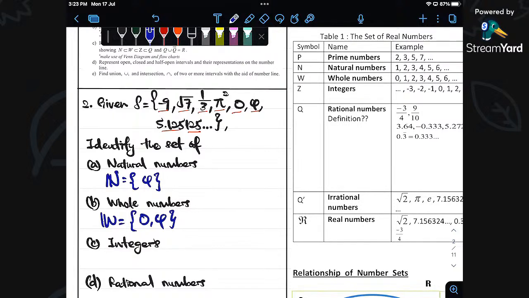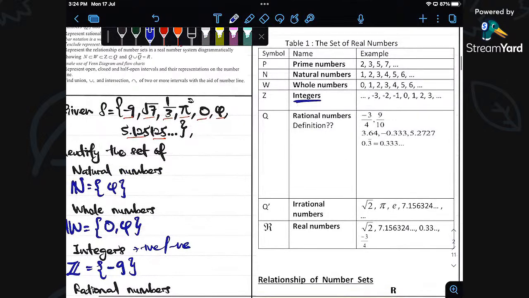Now, C, integers. So integers, we have to put the symbol of Z. But now they didn't say here positive or negative. So if they don't say it, it means all of it. It means it's both, whether it's negative or positive value, it is both integers. So in this case, our integer is just -9.